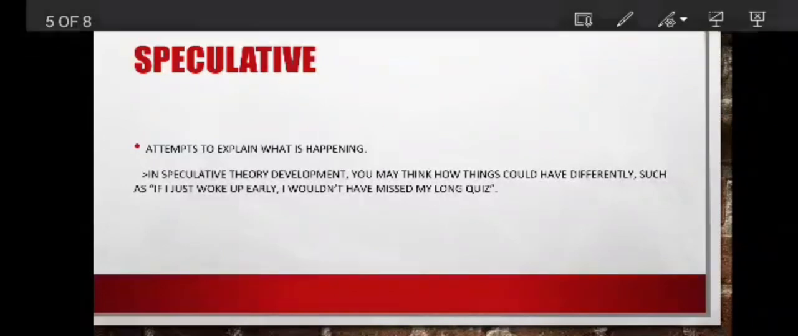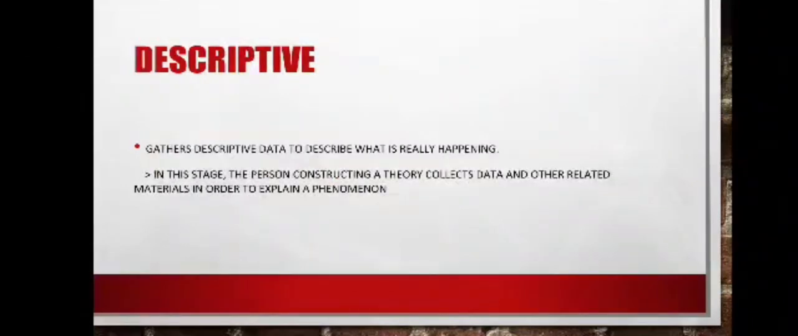Okay, let's proceed with descriptive. When we say descriptive, it gathers descriptive data to describe what is really happening. So in this stage of theory development, the person making a research is now gathering data.